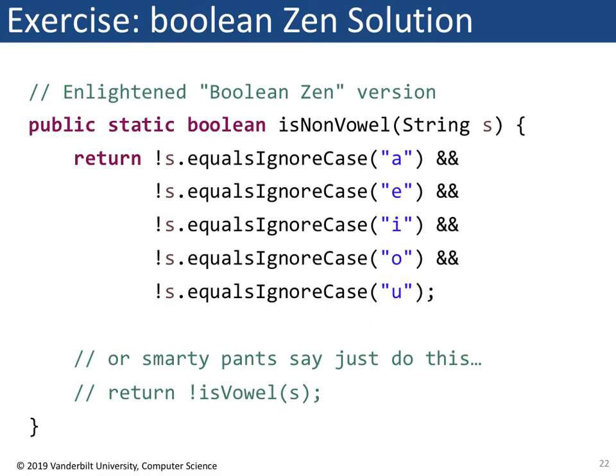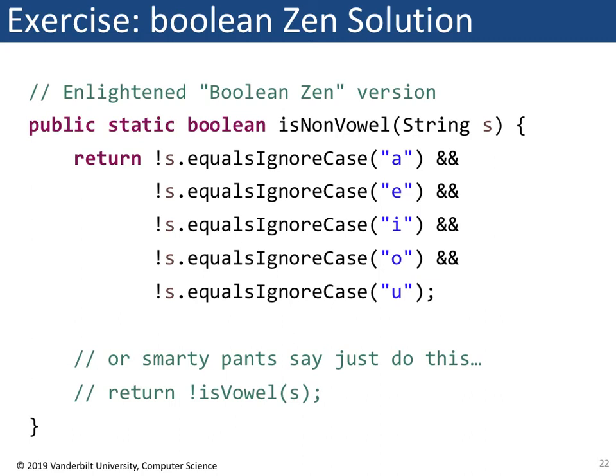So for instance, if s were equal to the letter A, then the method equalsIgnoreCase would return true, but we are negating it, so that true would become false. And since false will cause logical and to short circuit, none of the rest of the expressions will be evaluated, and we will immediately return false. And that makes sense, right? If s contains a, then it is false that a is a nonvowel.